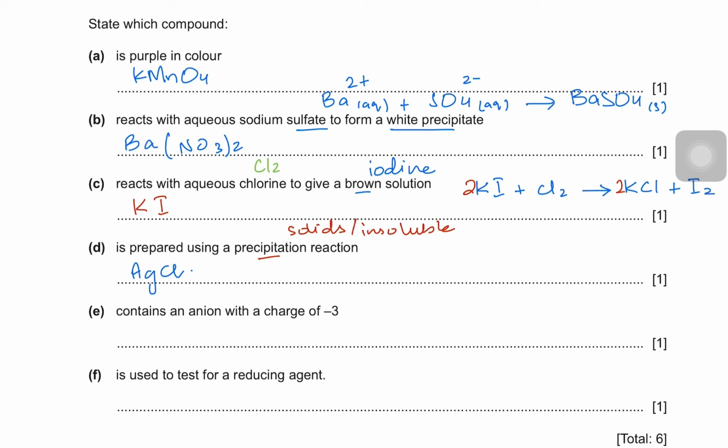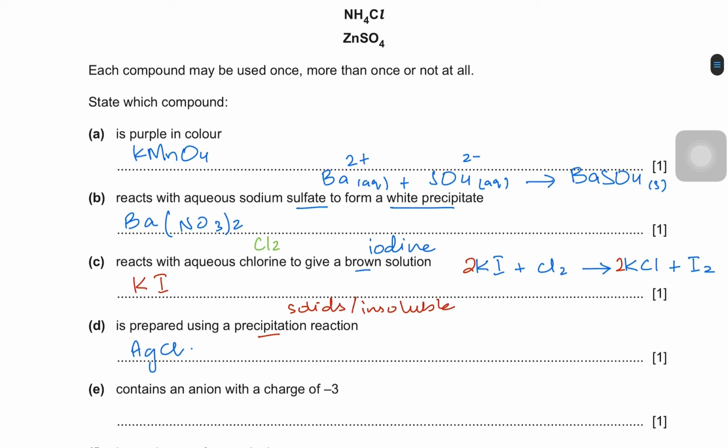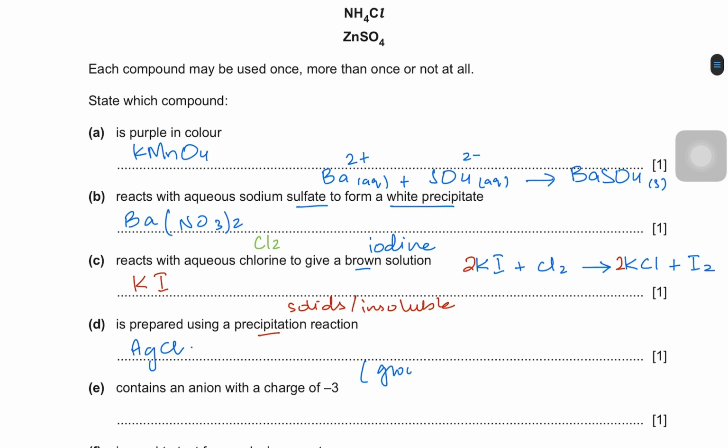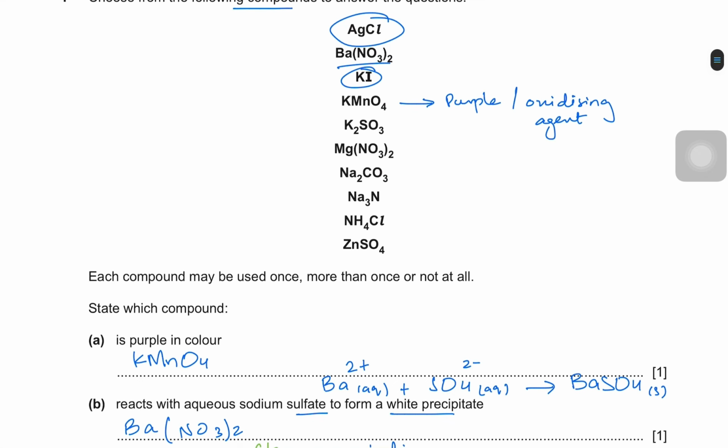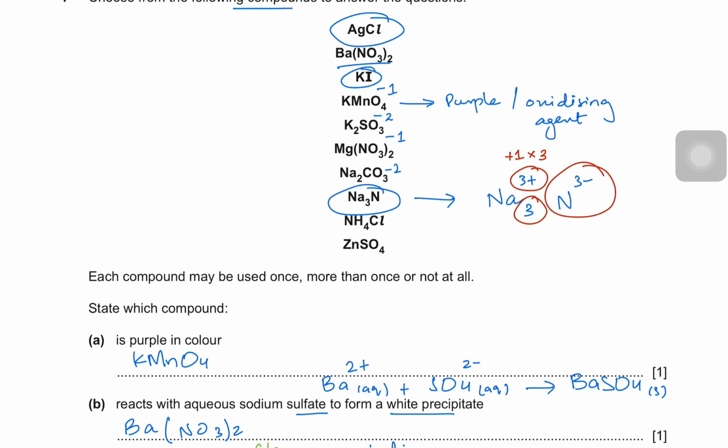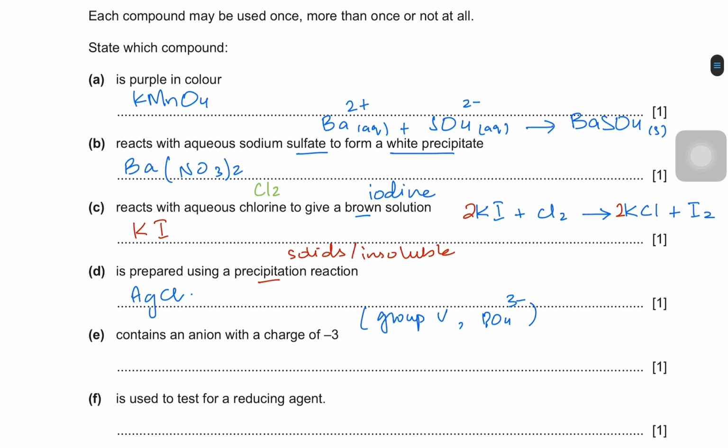Contains an anion with a charge of -3. Which anions have a charge of -3? So either group 5 or you can say phosphate mostly fit here. So I don't see a phosphate here, but I will continue to look for it. Nitrate has a -1, sulfite is -2, manganate is -1, carbonate is -2. You can see sodium nitrite, which has sodium with a 3 plus ion. There are 3 sodiums basically, that's why 3 plus here. And nitrite is 3 minus. Remember to notice that each sodium is +1 times 3 because there are 3 sodiums, and nitrite is -3. So sodium nitrite has an anion with a charge of -3.